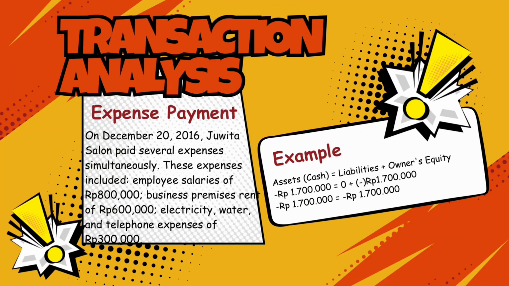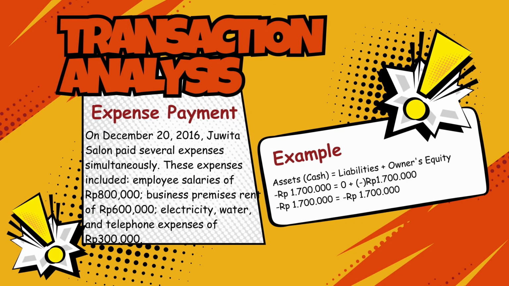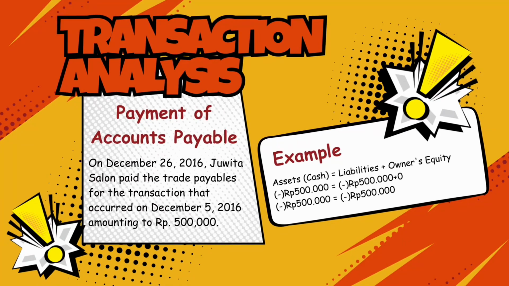Number 6, payment of expense. On December 20, the salon paid several expenses such as salary, rent, and utilities for a total of 1,700,000. Cash decreases and equity also decreases because expenses reduce owner's equity. Number 7, payment of accounts payable. On December 26, the salon paid 500,000 rupiah of accounts payable. Cash decreases, and liabilities decrease.